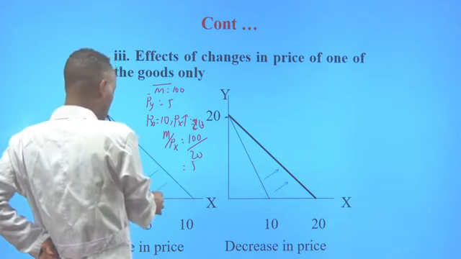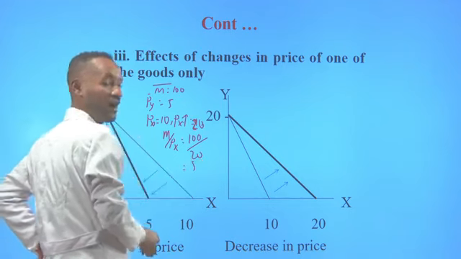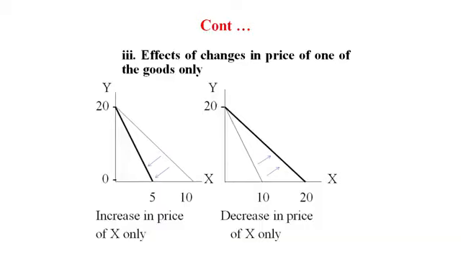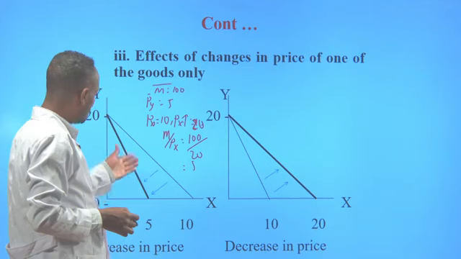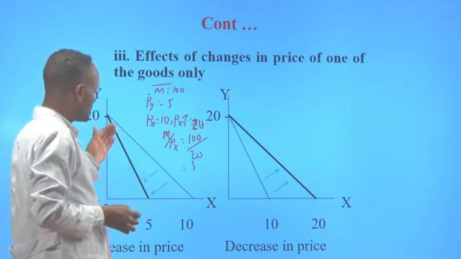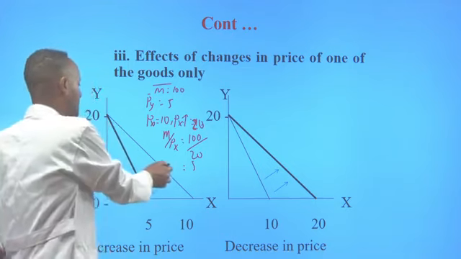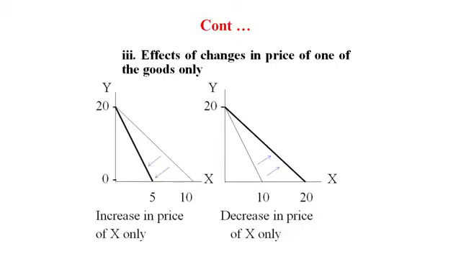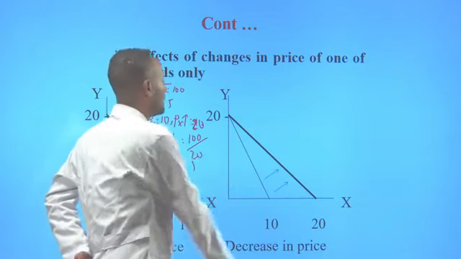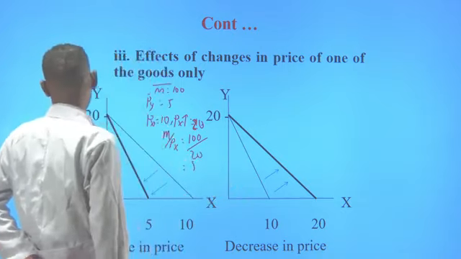So the horizontal intercept of the new budget line is 5. Since there is no change in the income of the consumer and the price of commodity Y, there is no change in the vertical intercept of the budget line. So the curve will be this kind of curve. So with an increase in the price of good X only, the budget line will shift inward on the X axis. Similarly, if there is a decline in the price of commodity X only, the budget line will shift outward on the X axis, or horizontal axis.